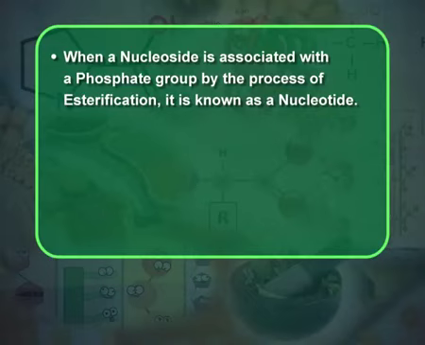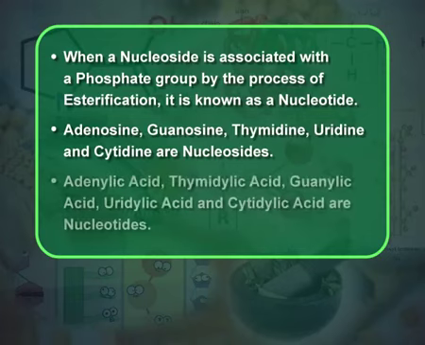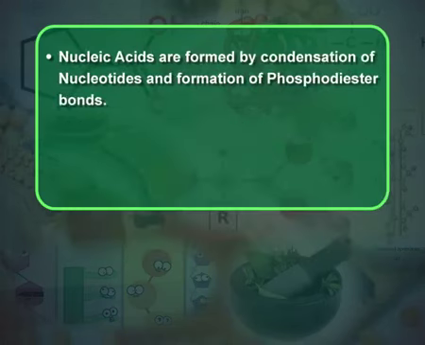Now, the sugars and nitrogenous bases that we have just discussed associate to form a nucleoside. When a nucleoside is associated with a phosphate group by the process of esterification, it is known as a nucleotide. Adenosine, guanosine, thymidine, uridine and cytidine are nucleosides, whereas adenylic acid, thymidyllic acid, guanylic acid, uridylic acid and cytidylic acids are nucleotides. Nucleic acids are formed by condensation of nucleotides and formation of phosphodiester bonds, which we will discuss later.